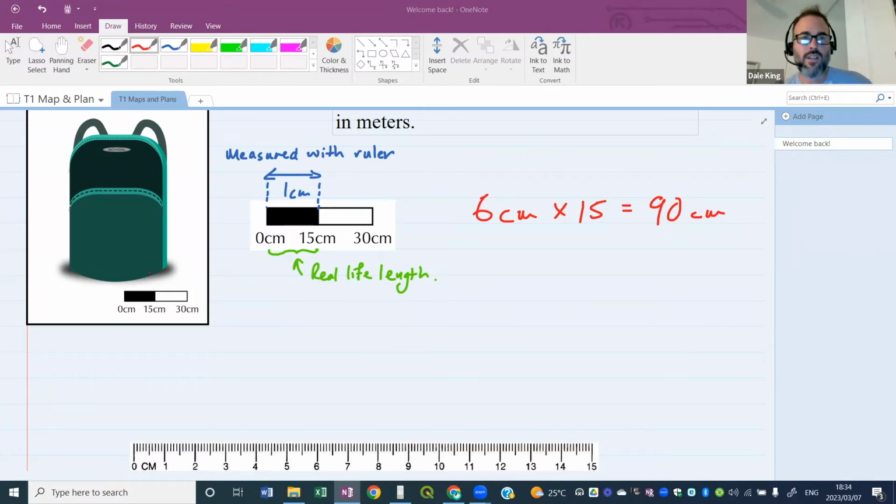So they're asking us, this is a diagram. Here's a bar scale. Tell us, how long is this bag in the real world? It's real length. It's actual length. And we have to use that bar scale to do that for us.